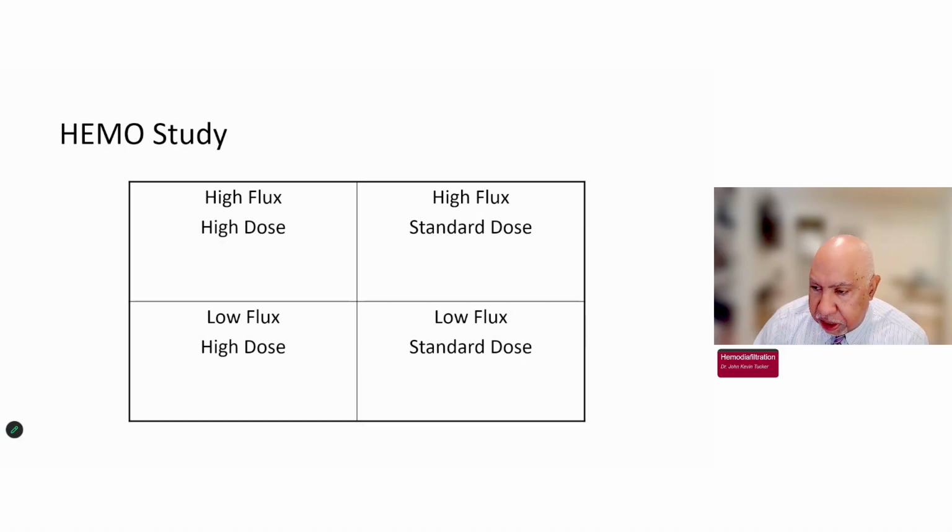Which brings us to the HEMO study, which was a study that was conceived in the early 1990s and studied our dialysis population at that time. It had a 2x2 factorial design in which patients were randomized to be dialyzed with a high flux dialyzer with a high dose of dialysis, or a high flux dialyzer with a standard dose, a low flux dialyzer with a high dose of dialysis, or a low flux dialyzer with a standard dose of dialysis.